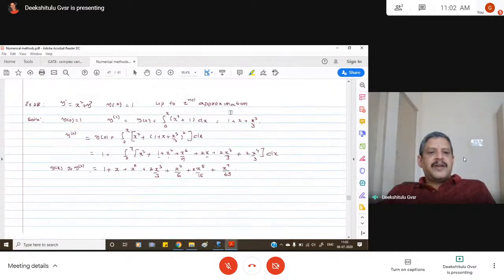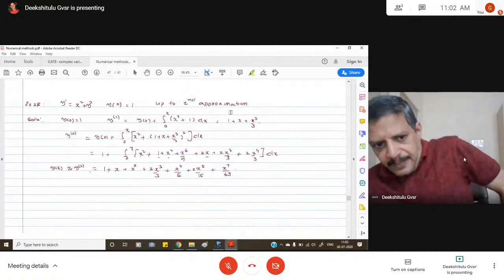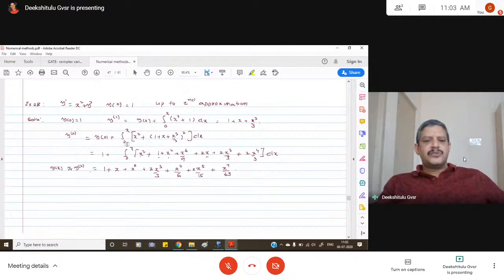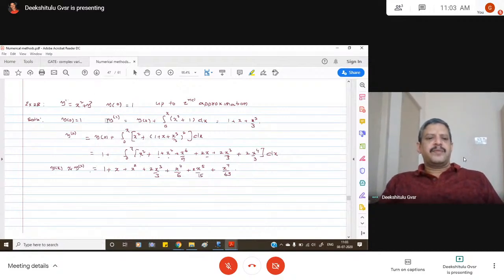And that problem, y' is equal to x squared plus y squared, y at 0 is equal to 1, up to second approximation. So y1 is y0 plus the integral from 0 to x of (x squared plus 1) dx. So if you integrate that, because y0 is 1, we are using y0, we get 1 plus x cube by 3. Then y2, in place of y you substitute this y1, so y0 plus the integral from 0 to x of (x squared plus y1 squared), where y1 is this one, 1 plus x cube by 3, whole squared, dx.